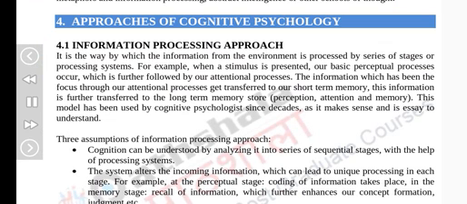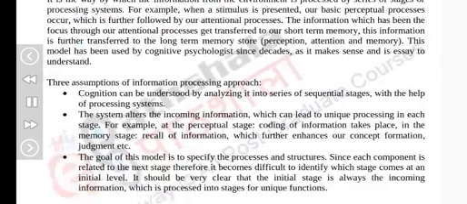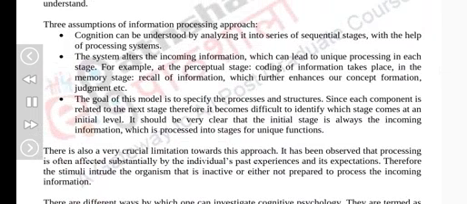This model has been used by cognitive psychologists for decades, as it makes sense and is easy to understand. Assumptions of the information processing approach. Cognition can be understood by analyzing it into a series of sequential stages, with the help of processing systems. The system alters the incoming information, which can lead to unique processing in each stage. For example, at the perceptual stage, coding of information takes place. In the memory stage, recall of information further enhances our concept formation, judgment, etc.